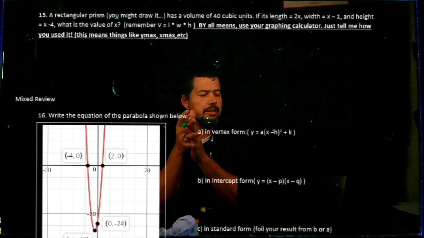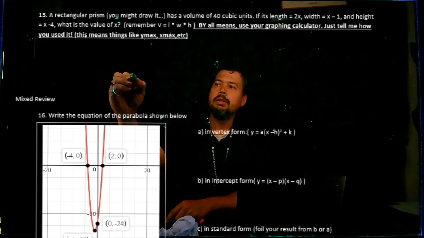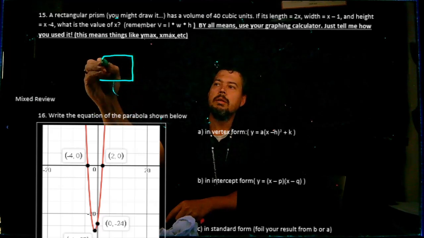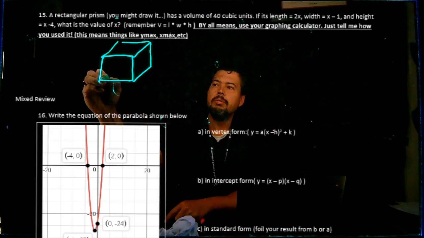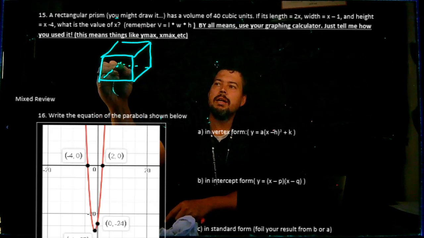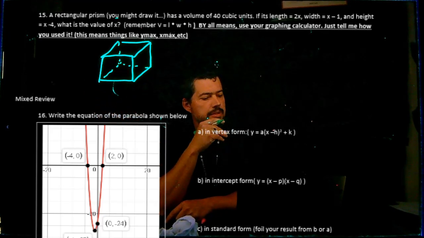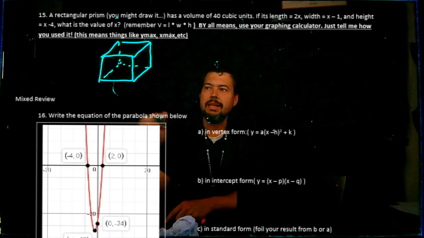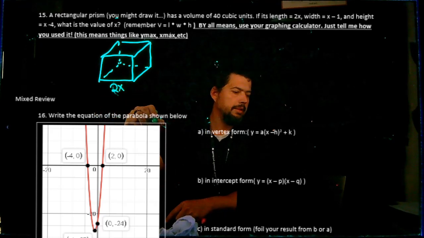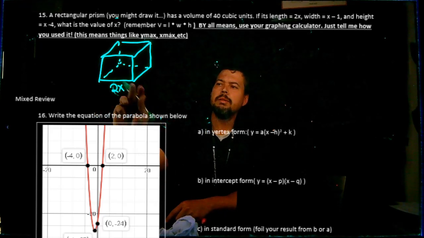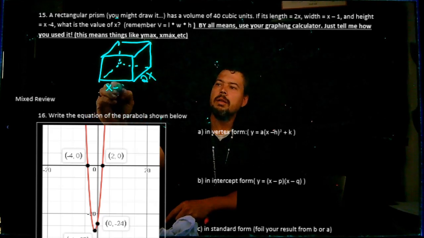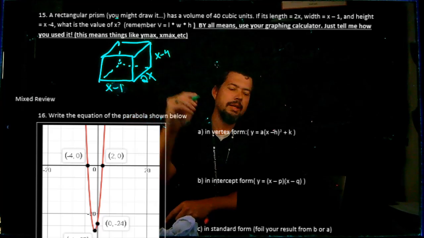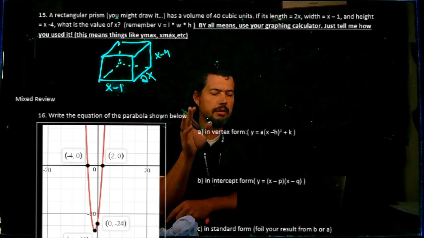So a rectangular prism, it says you might draw it. It wouldn't kill you to draw a prism. It looks something like this. You would dash the stuff on the inside because it's not really seen. Has a volume of 40 cubic units. Its length is 2x. Its width is x minus 1. And its height is x minus 4. And it has a volume of 40.